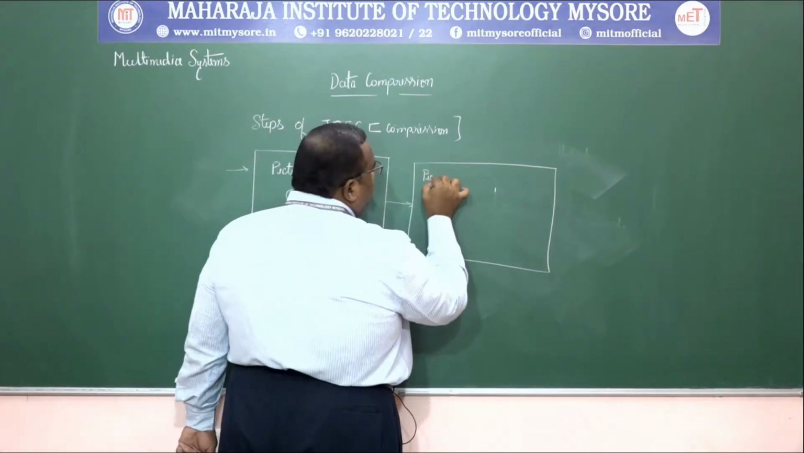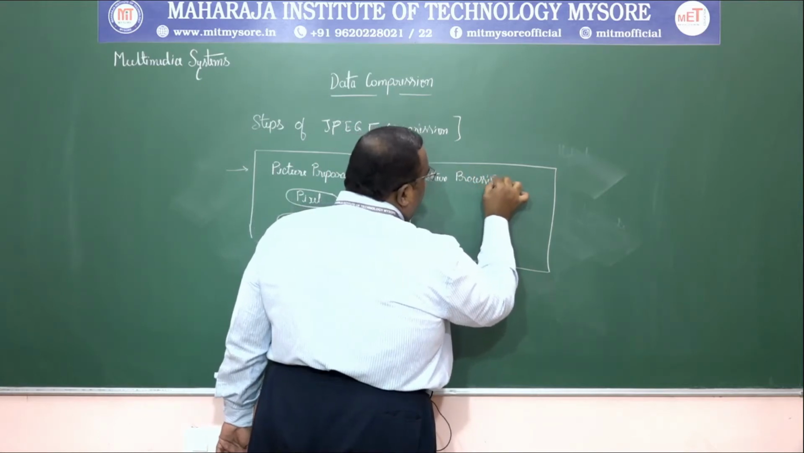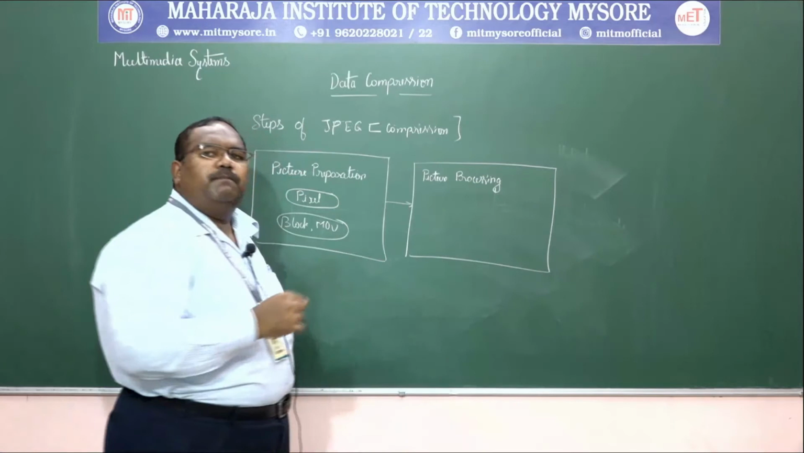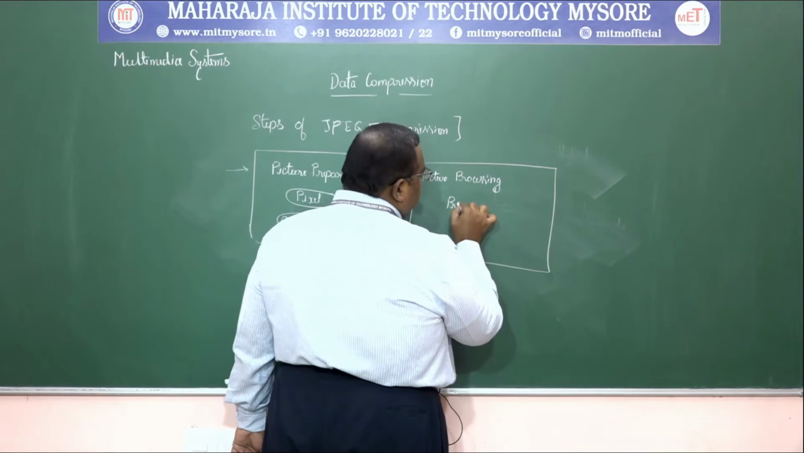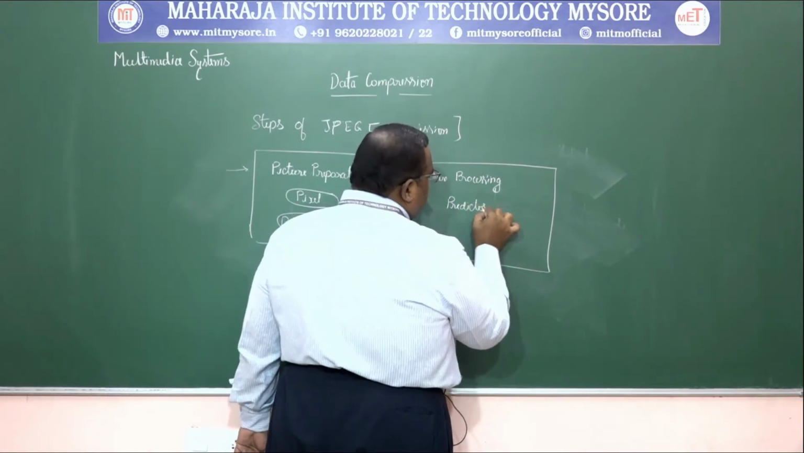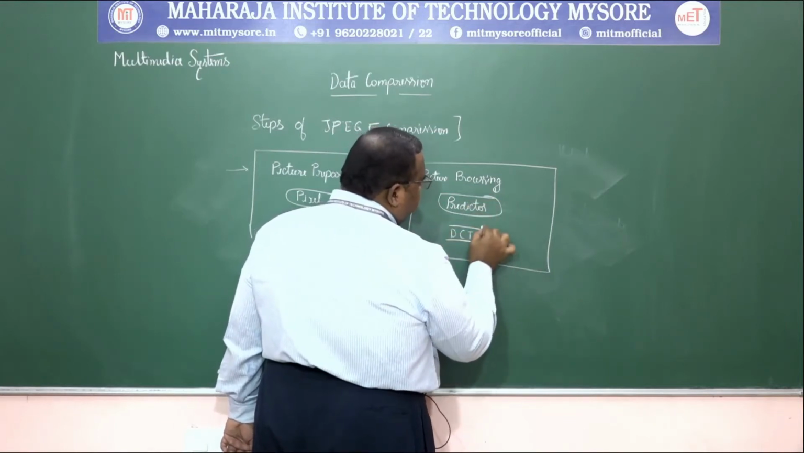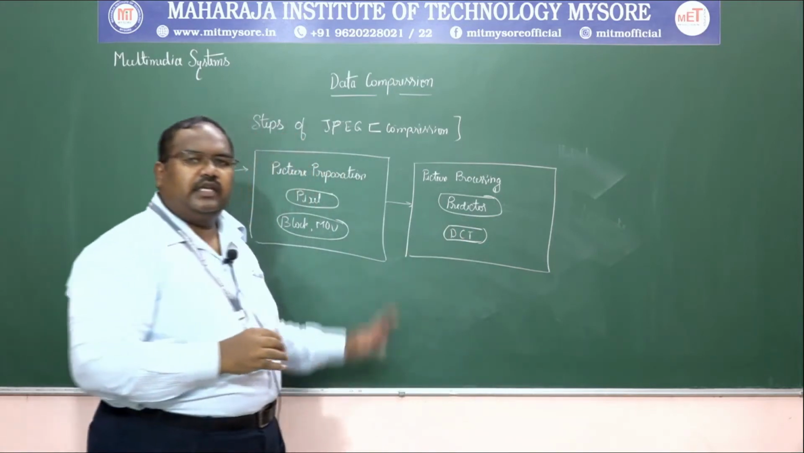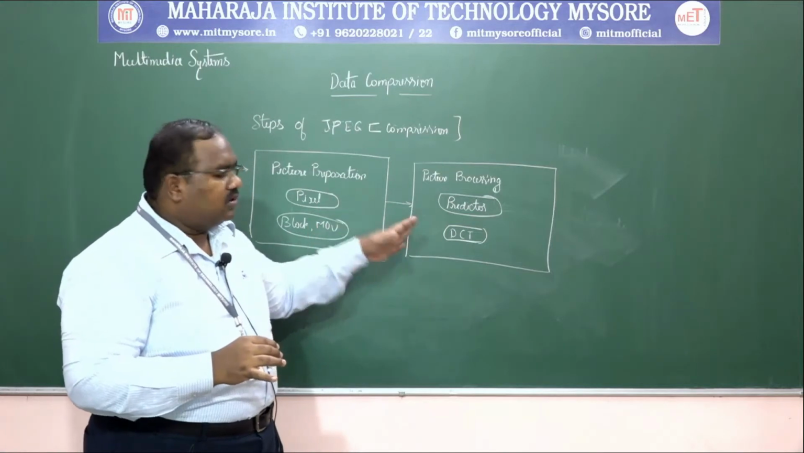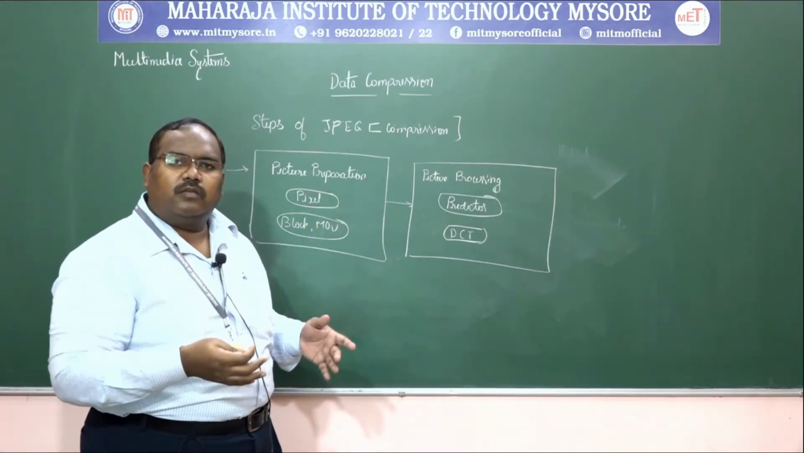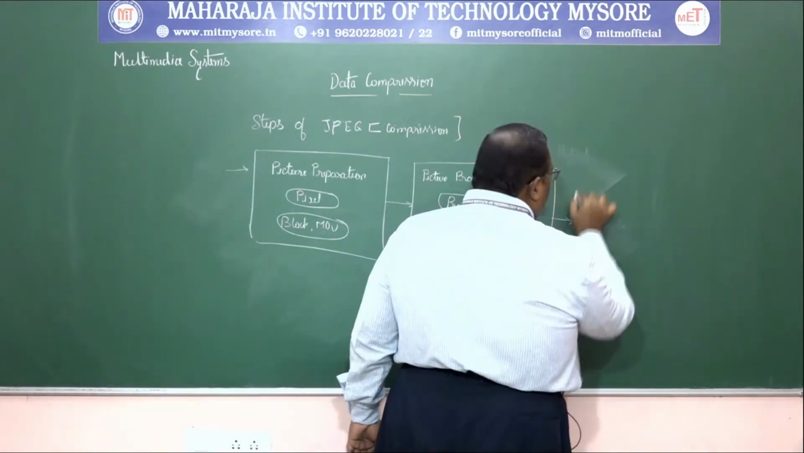that is called picture processing. What we do here in picture processing is use a predictor, and also we use DCT. So what are the predictor and DCT? We'll get to know. Once picture preparation is ready and the image has been processed into the required format, then what we do is compression. We call it quantization.